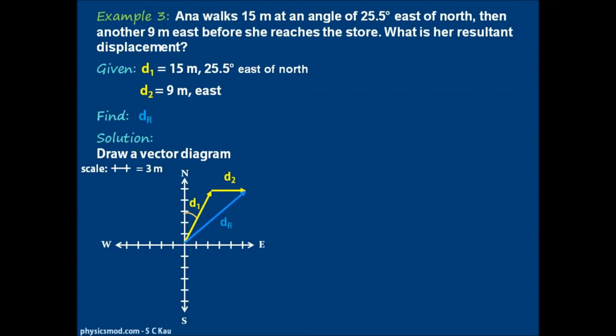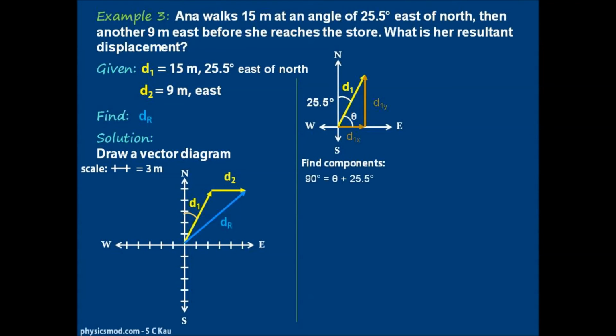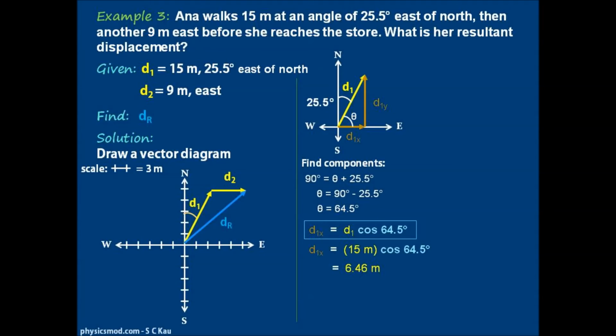Now solve the displacements d1 and d2 separately. Let's have d1, which is 25.5 degrees east of north. d1 has x and y components, d1x and d1y. The angle theta is obtained by subtracting 25.5 from 90 degrees. Now we can solve for d1x and d1y.